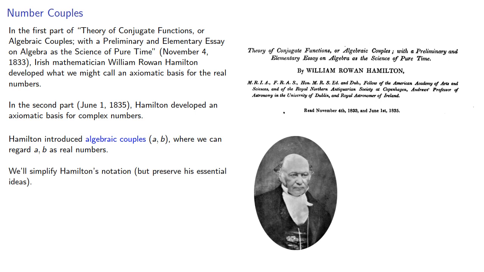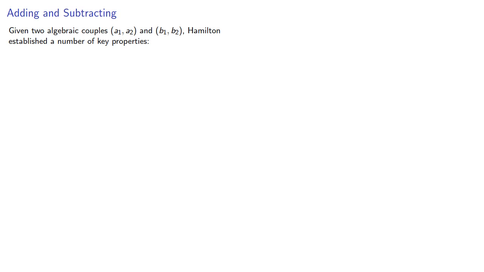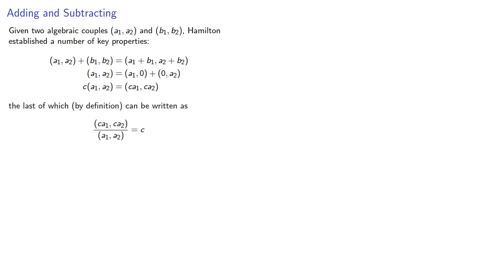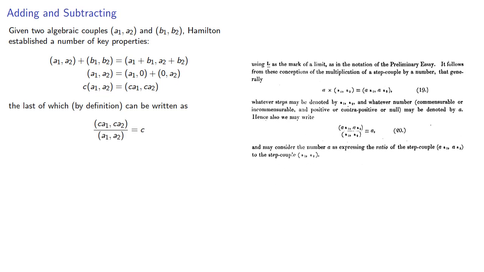We'll simplify Hamilton's notation but preserve his essential ideas. So given two algebraic couples, Hamilton established a number of key properties such as their sum, the decomposition as a sum, and what we can view today as a scalar multiplication, the last of which we can, by definition, rewrite as a quotient. And we do require that this denominator not have both components equal to 0.